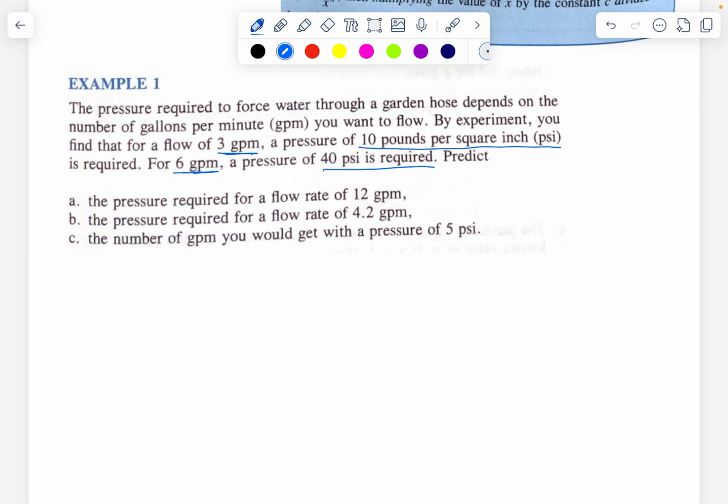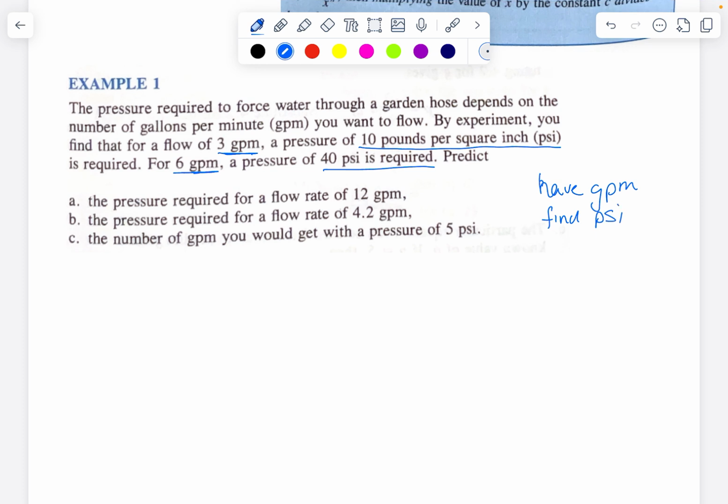So when we're looking at this, we need to determine what kind of relationship is here. Is this a direct relationship or is this an inverse relationship? And we can look at our x and y's and we can set up different variables, but we can tell because we have the gallons per minute and we want to find the psi.